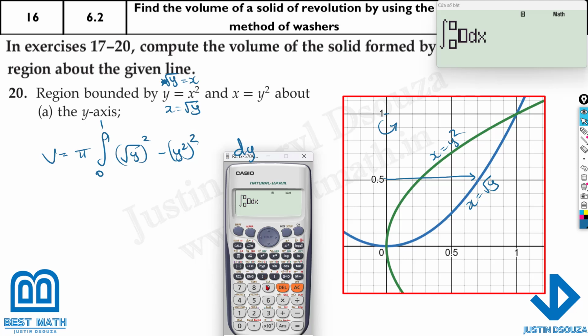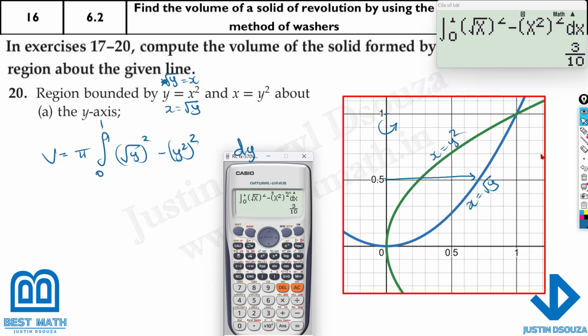Integral. Now here we have square root, but we can't write y, we have to write it as x itself. Press next, close the bracket, square it up, minus y squared. Let's close the bracket, open the bracket and close the bracket. And now square it up. It goes from 0 to 1.